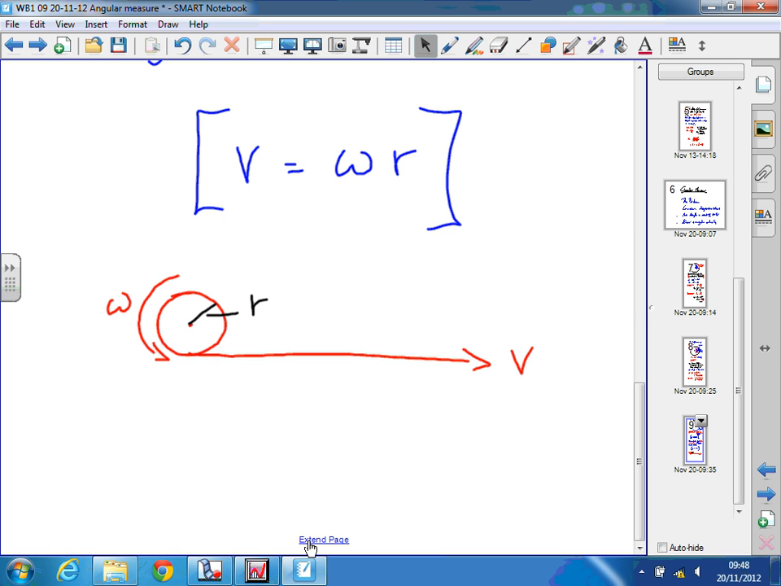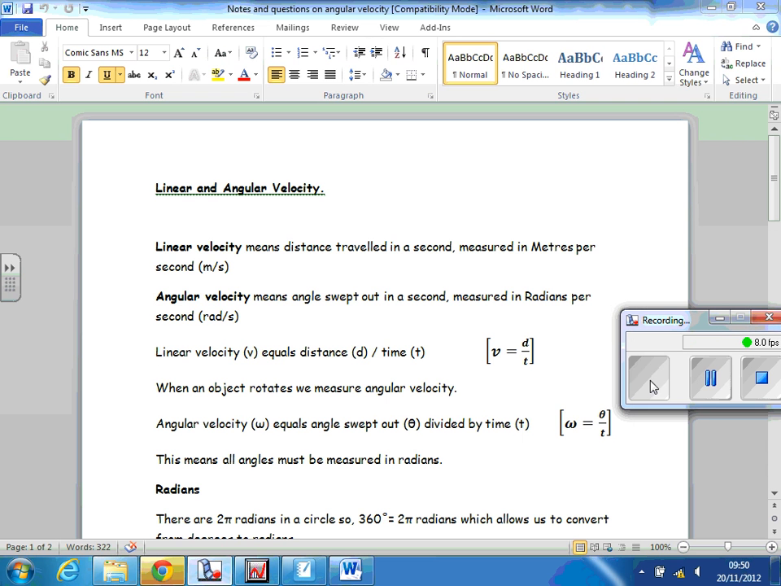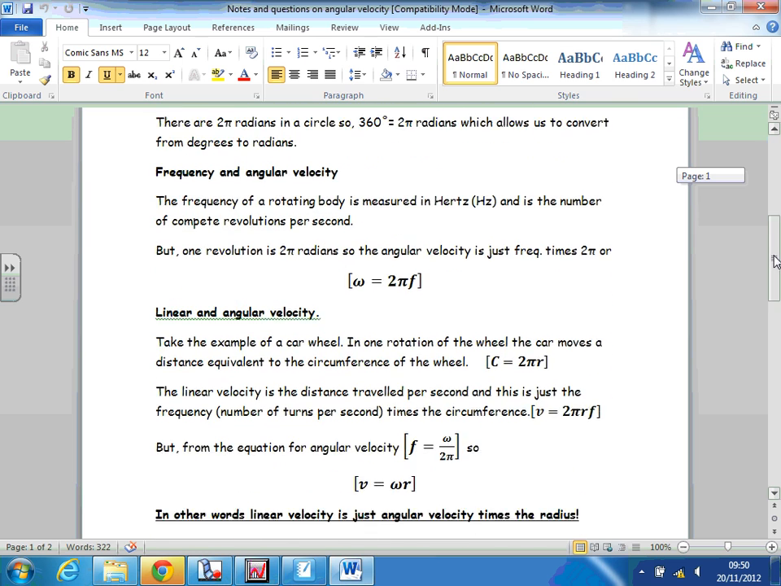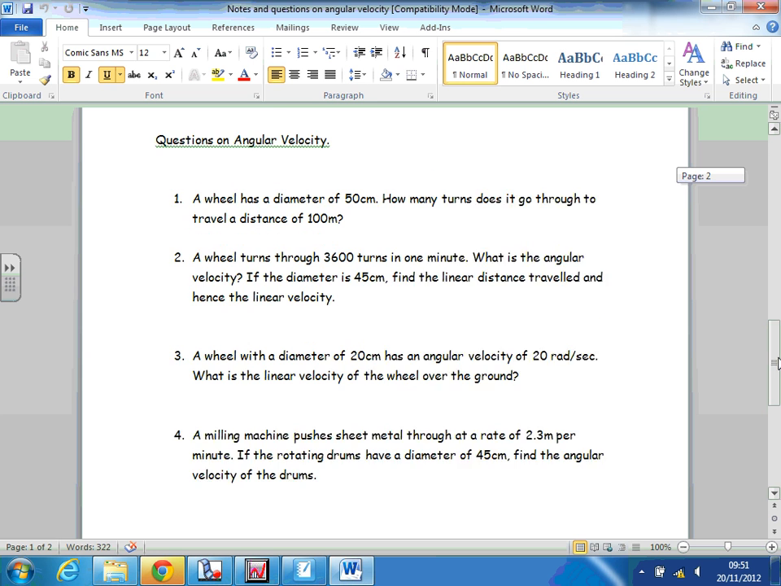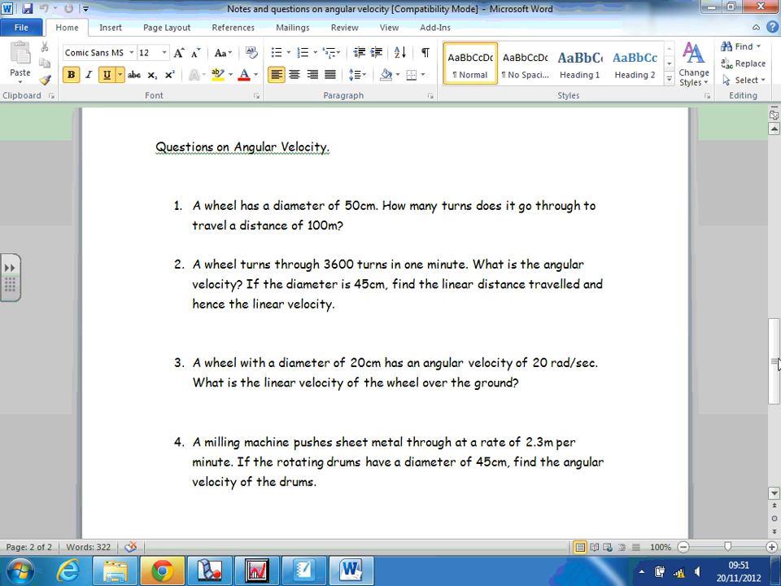And we can use them to solve problems. So I'm now going to give you a handout with some problems on that you can have a look at. So this handout appears under assignment 2 on the website. So if you go to assignment 2 under the notes, you'll see this handout on linear angular velocity. That summarizes what we've just been talking about, the idea of radians, angular and linear velocity. And then on the second side, there are some questions that you could have a go at. Okay? Right.